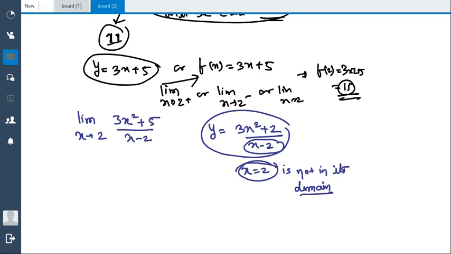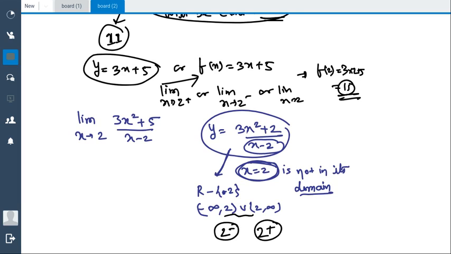Okay, x is equal to 2 is not in its domain. So if we want to write the domain, it would be R minus {2}. It would look like minus infinity to 2 union 2 to infinity. It means we are just not taking the value 2. The rest, 2 minus is there in the domain and 2 plus is there in the domain. Okay, got this? Yes, sir.